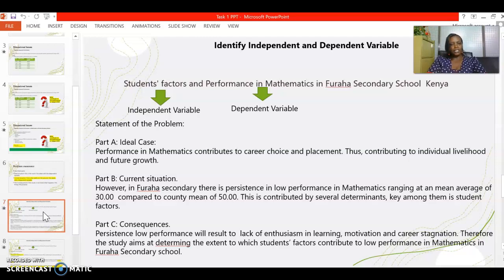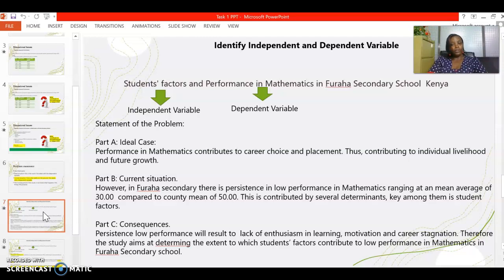So in the ideal case, which is part A of our problem statement, we are saying performance in mathematics contributes to career choice and placement, thus contributing to individual livelihoods and future growth. That is the ideal scenario. Then we come to our part B, where we are asking ourselves, what is the current situation? And here we are saying, however, in Furaha Secondary School, there is persistence in low performance in mathematics, ranging at an average mean of 30 compared to the county mean of 50. So you realize the mean for this particular school is below the county mean.